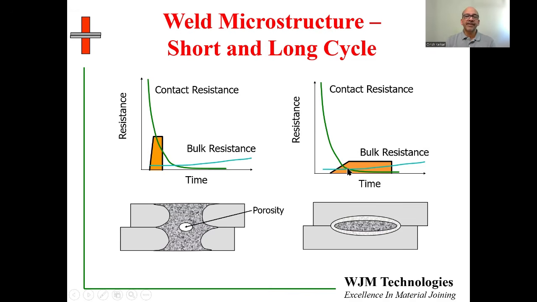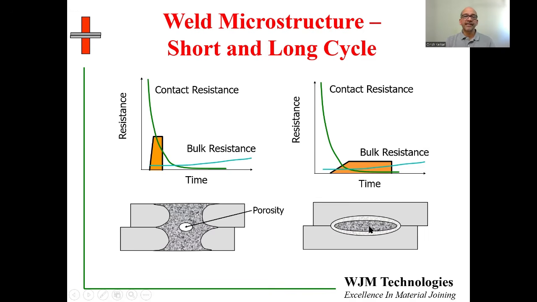On the other hand, we can make another weld which looks very different, where we allow the bulk resistance to dominate. How do we do that? We start slow, we gradually increase the current, and then we send the current for an extended period of time before turning it off. What that does is it allows the contact resistance to go down very quickly, and now all the heating is primarily governed by the bulk resistance.